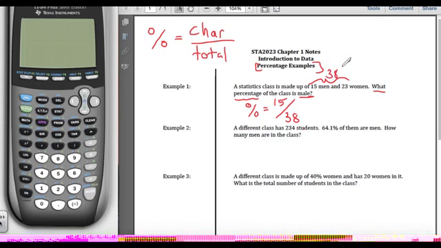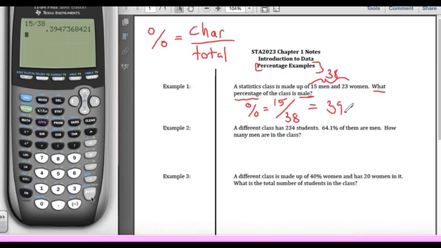So I'll find my percentage by taking 15 dividing by 38. If we round this to 1 decimal place, after it's a percentage, it would be 39.5%. The 7 rounds the 4 up to a 5.